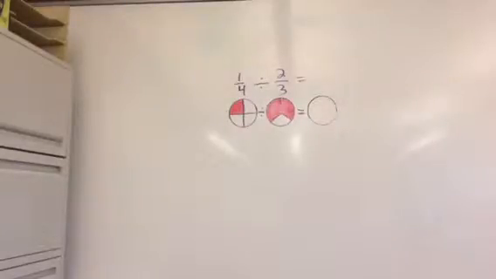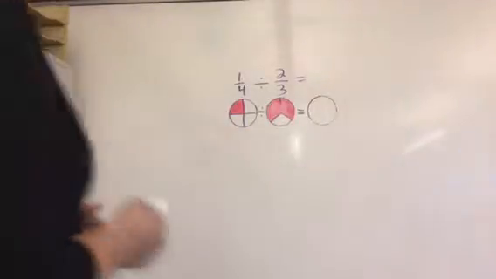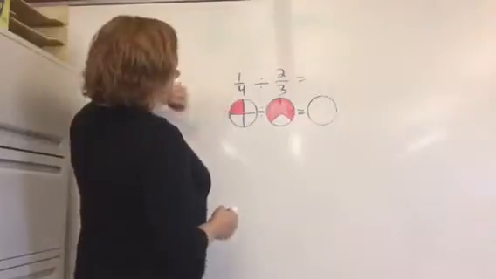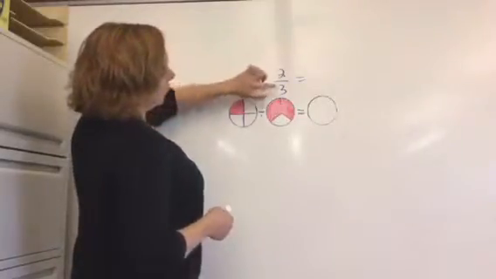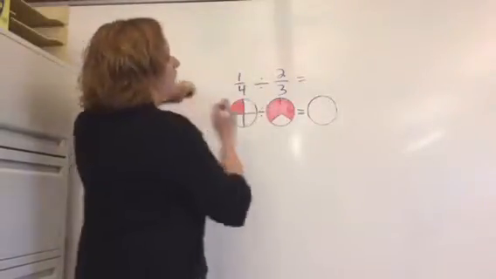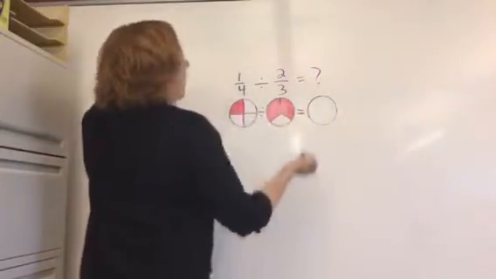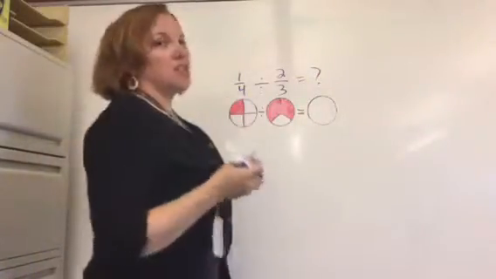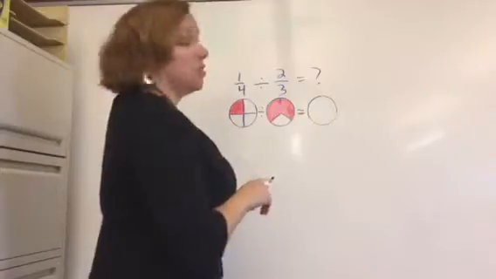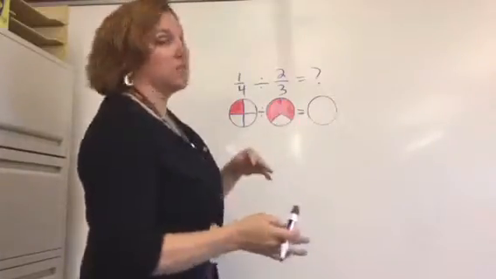So we are talking about dividing fractions this time. If you look up here, we've got 1/4 shaded in, divided by 2/3, also shaded in, and we don't know what the answer is. Division of fractions is actually very, very similar to multiplication of fractions with one extra step added in.